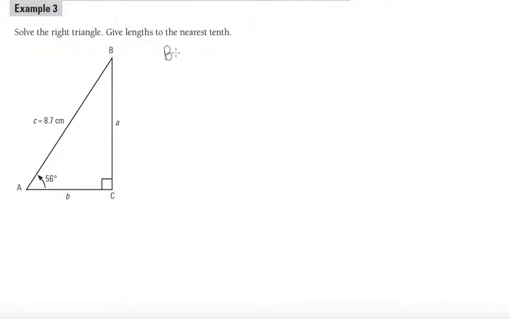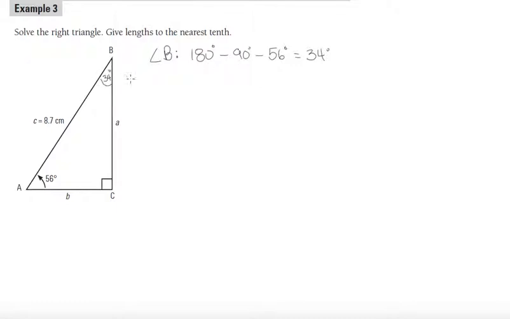So angle B. Well, all the angles of a triangle always add up to 180 degrees. So we know this one's 56 degrees, this one's 90 degrees, so we can just subtract those from 180 to find the third angle. So 180 degrees minus 90 degrees minus 56 degrees is going to give us angle B. So 180 minus 90, that's 90. 90 minus 56, that's just 34. So this one here is 34 degrees.